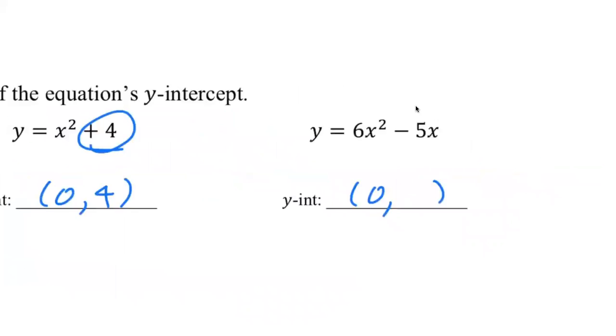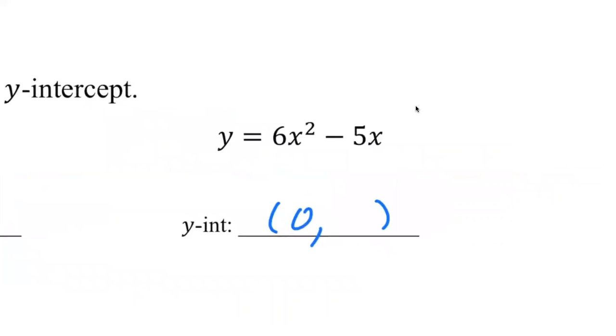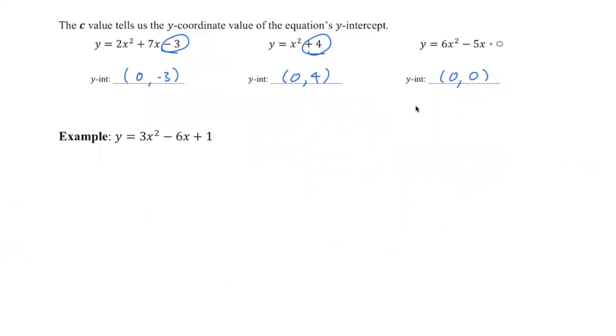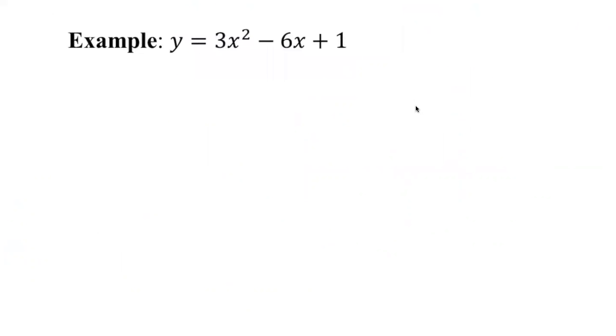And for this one, you don't see a constant, do you? Because it is plus 0. So therefore, the y-intercept would be 0 comma 0. Pretty easy. In the next video, we will look at this example, which is on your paper, and we'll go over a couple of things about it, like what we can tell from this, the new information that we got.